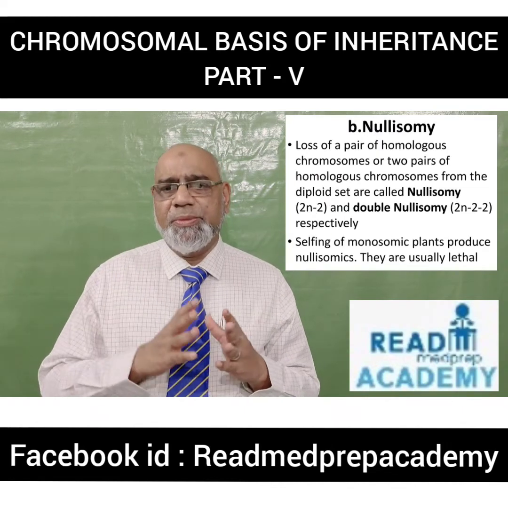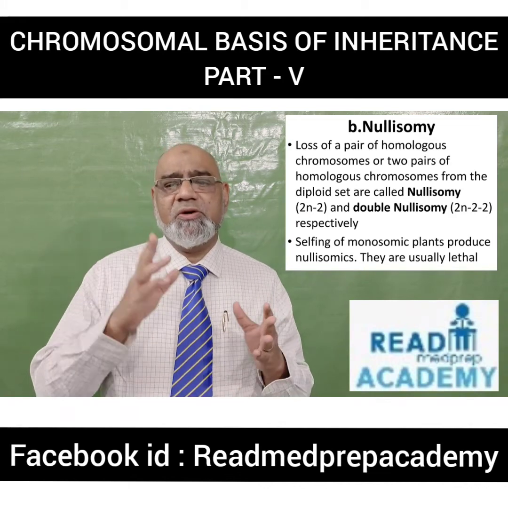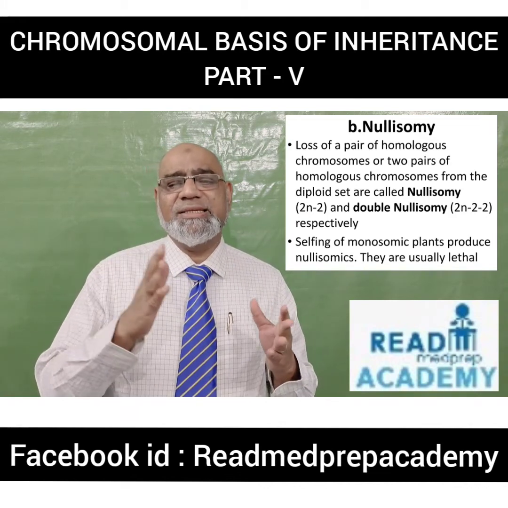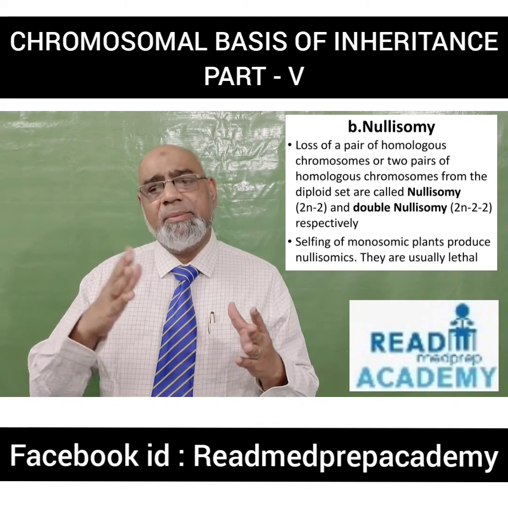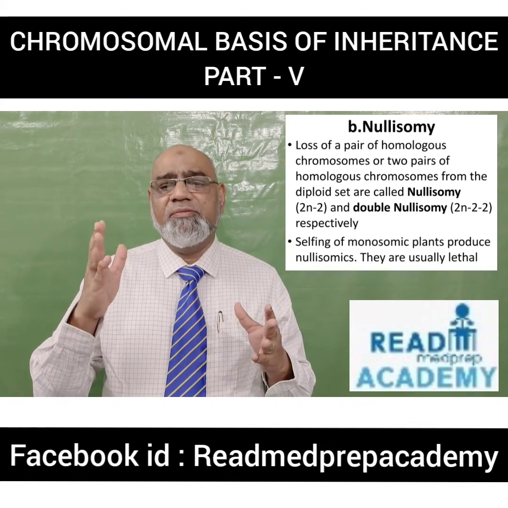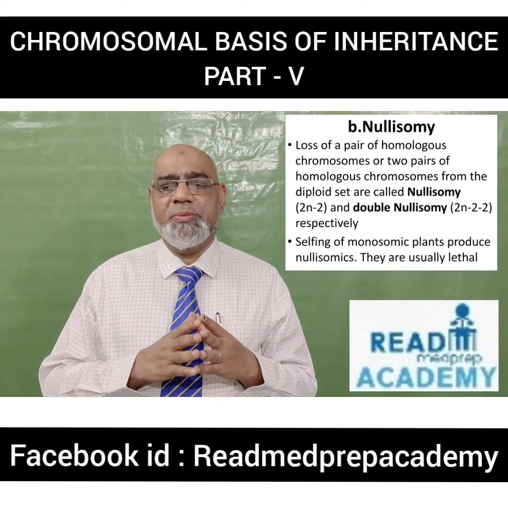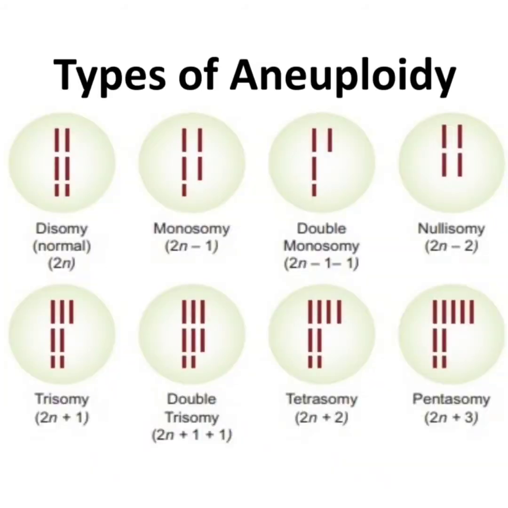What is nullisomy? Loss of a pair of homologous chromosomes or two pairs of homologous chromosomes from the diploid set is called nullisomy. It is represented as 2n minus 2. Double nullisomy is 2n minus 2 minus 2 respectively. Selfing of monosomic plants produces nullisomics. They are usually lethal. Here you can see in this image the types of aneuploidy.